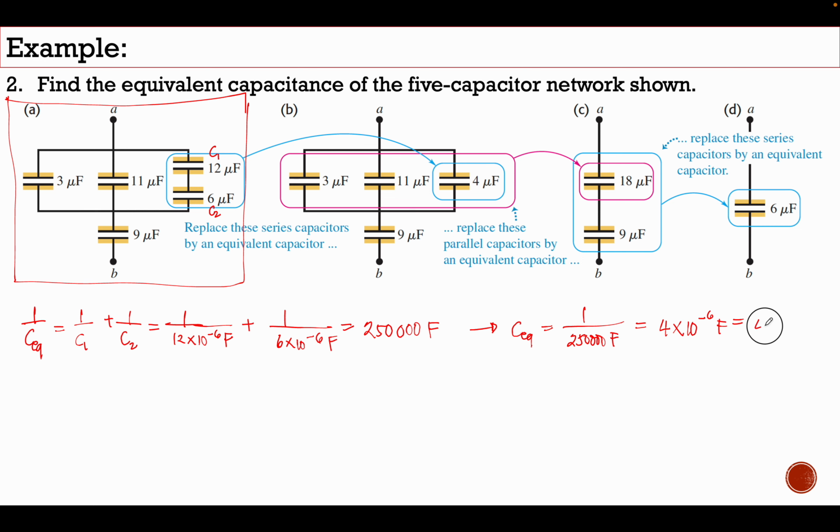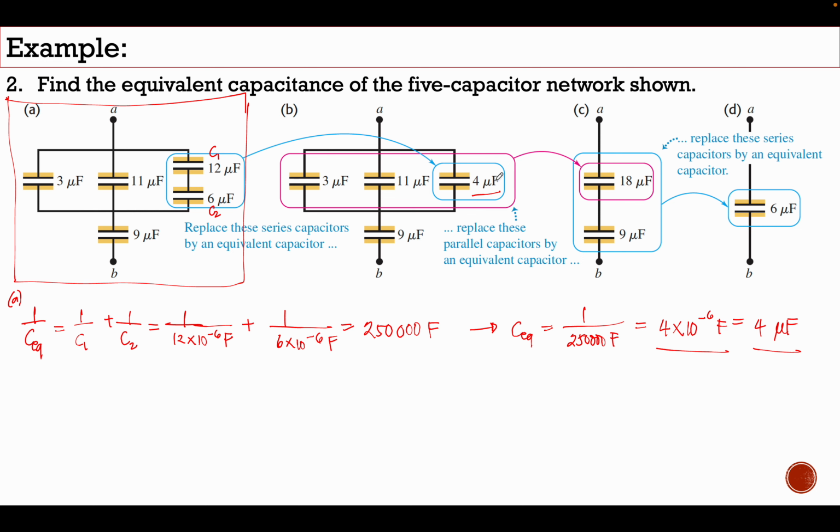or we can also have it as 4 microfarad. So this is for letter A. This is for letter A. So we have our equivalent capacitance for this one, which is equal to 4 microfarad, which is here.